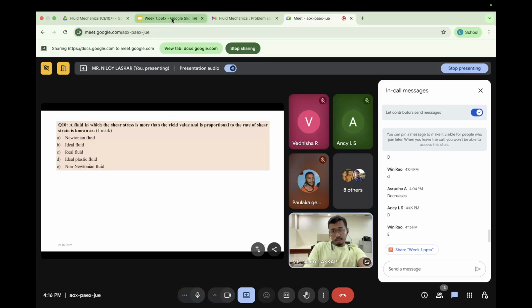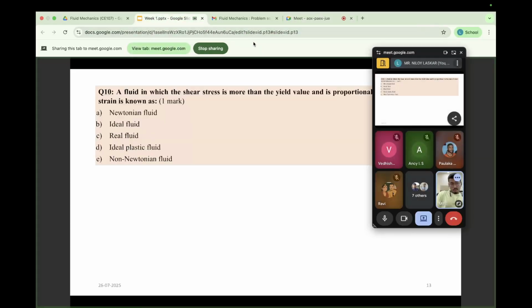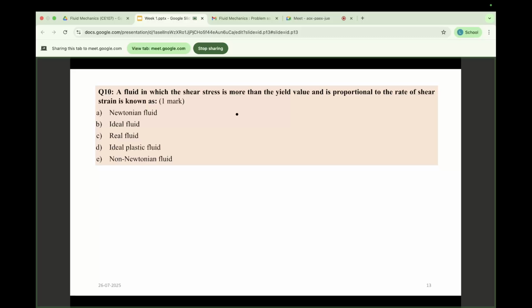So I think no one knows this answer. Okay, let us see. The options are these: Newtonian, ideal fluid, real fluid, and plastic.